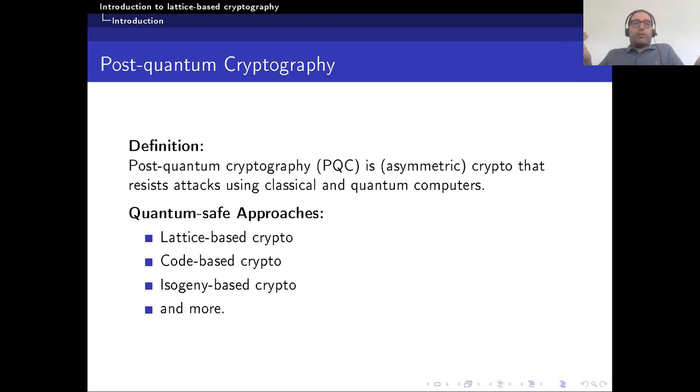So it is very interesting that you can implement these algorithms with very limited computing resources, but you cannot break them with highly resourceful processing units such as quantum computers or classical computers. Different quantum safe approaches were proposed during these years, such as lattice-based crypto, code-based crypto, and isogeny-based crypto, to protect our communication against quantum computers.